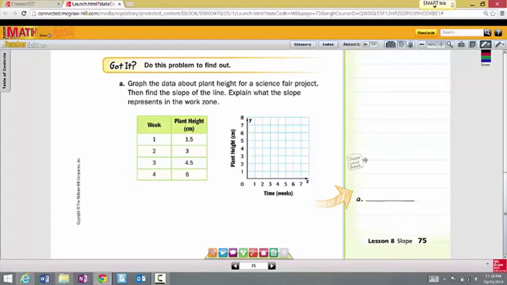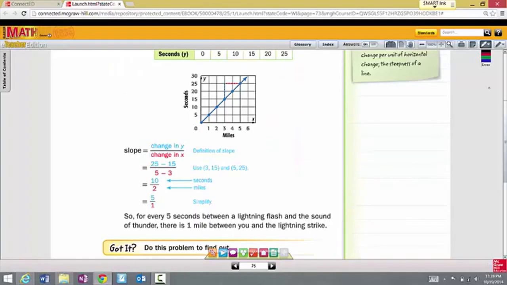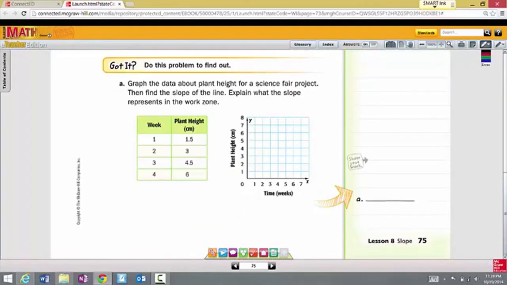For letter A, it says graph the data about plant height for a science fair project, then find the slope of the line and explain what the slope represents. I'm not going to be able to graph this because of the point, so I'm going to turn my answers on so you can just see what the line looks like after you graph it.